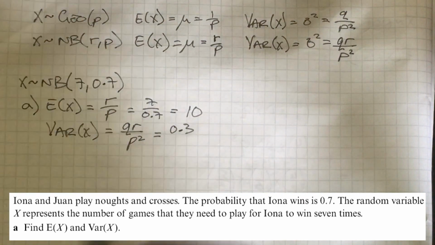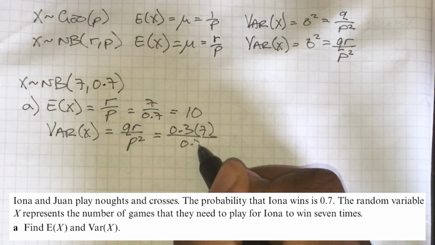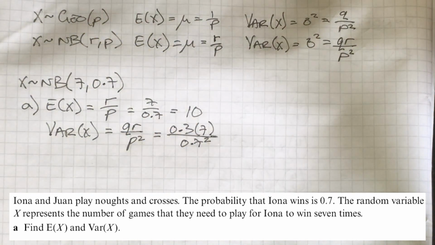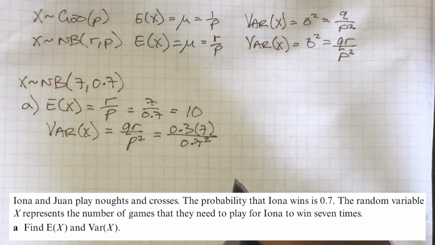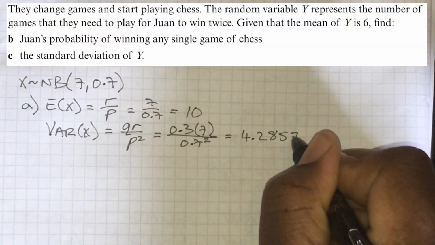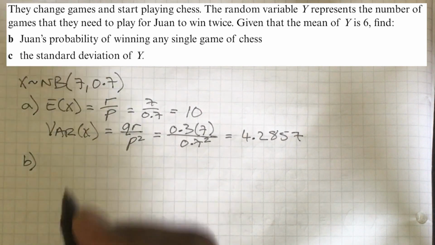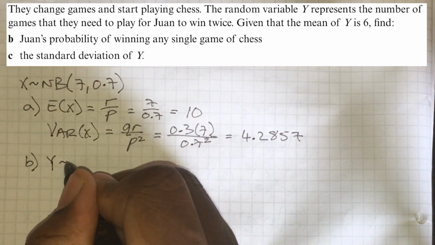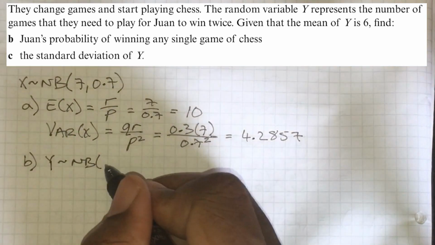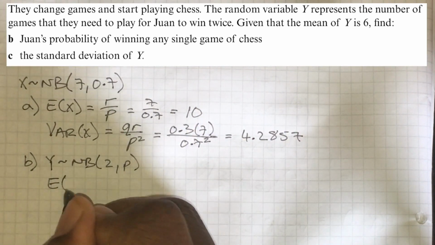The variance, it's q multiplied by r. So if p is 0.7, q must be 0.3. Multiply by r, divide by p squared. And that gives us the variance. Part B of the question, we were told that they change games and start playing chess instead. Now we're going to use the random variable y to represent the number of games that they need to play for Juan to win twice.